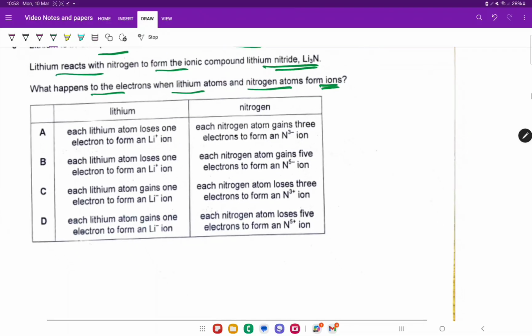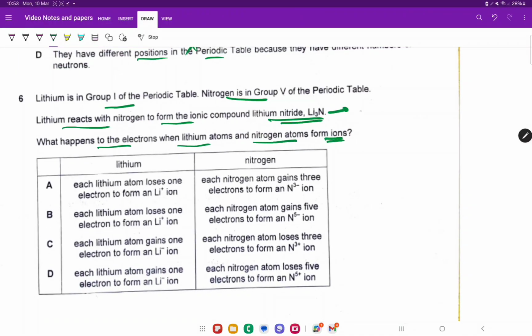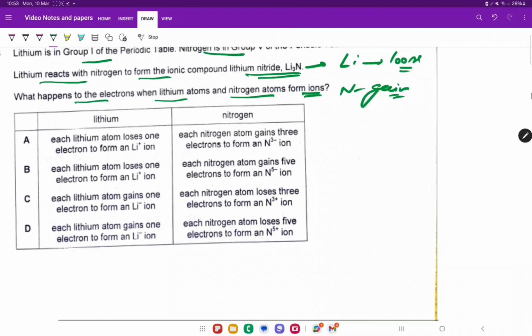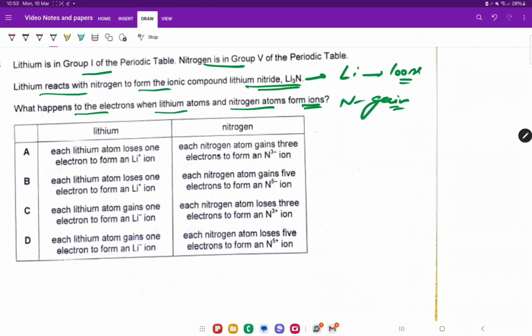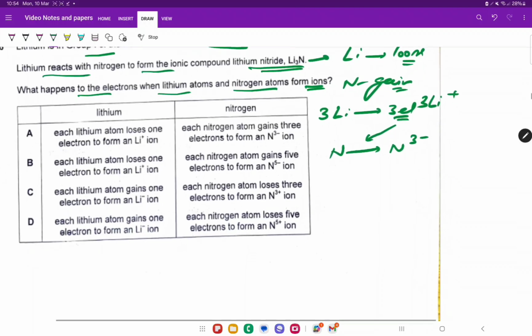Since lithium is a metal, it will lose electrons. Lithium will lose electrons and nitrogen will gain electrons. Since the formula is Li3N, it means 3 lithium atoms are losing electrons. 3 lithium atoms will lose 3 electrons, and these 3 electrons are gained by 1 nitrogen atom to form a nitride ion. 3 lithium atoms will form 3 Li+.